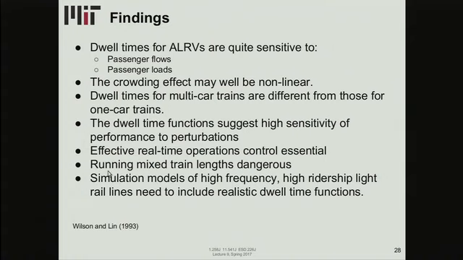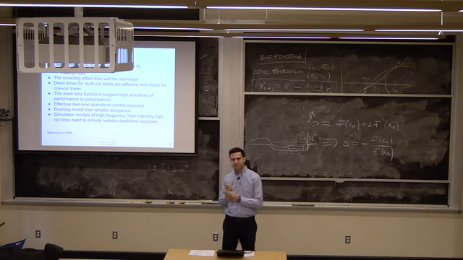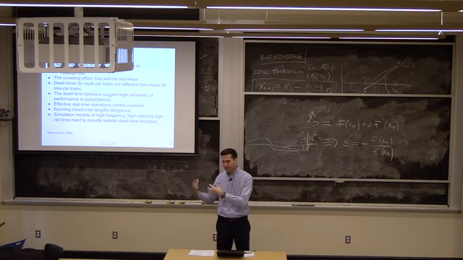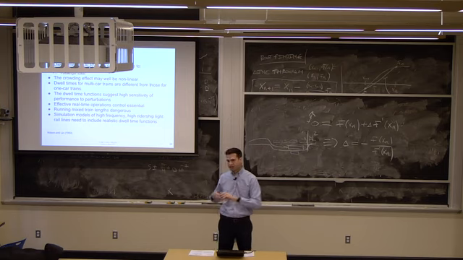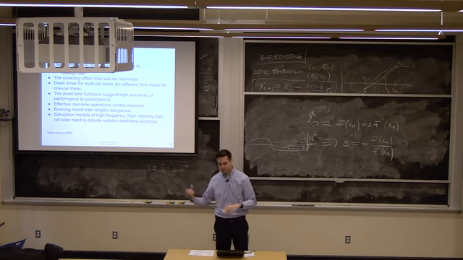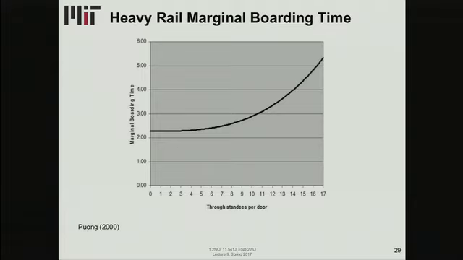And running mixed trains, running a mixed fleet, some one-car trains, some two-car trains, is dangerous. So what do they mean by dangerous? It wouldn't make much difference if it's not crowded, but according to the model, on crowded conditions, the two-car train will be faster, right? So then you'll have a bunching effect happening: two-car trains catching up to one-car trains, and therefore deterioration of service quality.